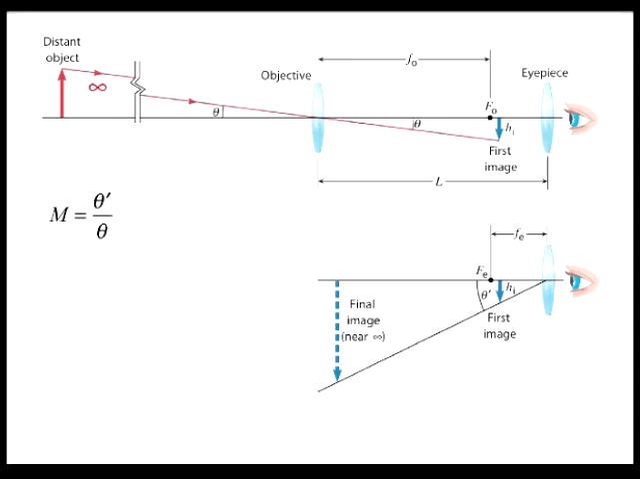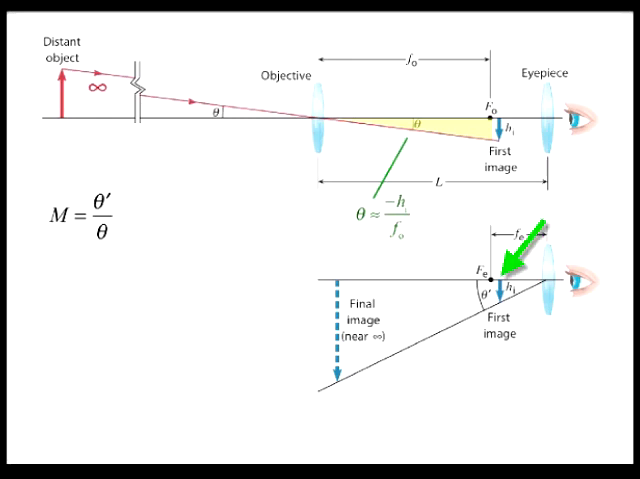Moreover, theta is also the angle subtended by the first image, so theta is approximately equal to negative hi divided by fo, where hi is the height of the first image and fo is the focal length of the objective. A minus sign has been inserted into this equation because the first image is inverted relative to the object and the image height hi is a negative number. The insertion of the minus sign ensures that the term negative hi divided by fo, and hence theta, is a positive quantity.